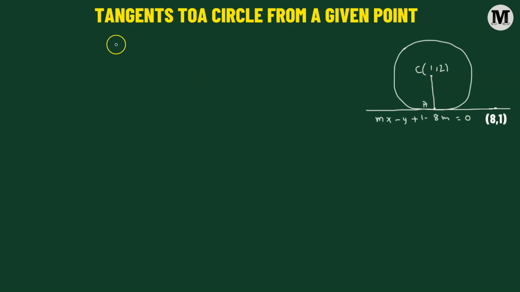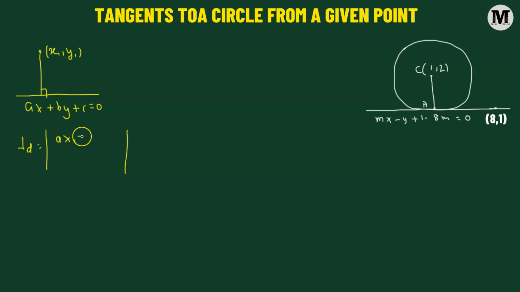And there's a formula for finding this perpendicular distance. Let's say we have a point with the coordinates (x1, y1), and we have a straight line whose equation is ax plus by plus c equals 0. Then the perpendicular distance of that point from the straight line will be the absolute value of ax1 plus by1 plus c, whole divided by the square root of a squared plus b squared. So that means in our case, we can find the value of CA. CA is nothing but the radius of the circle.